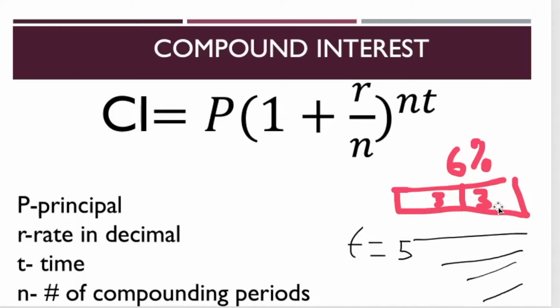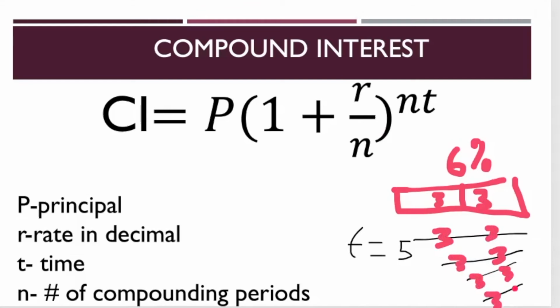If I'm applying this for 5 years, 1, 2, 3, 4, 5 years, each year I'm dividing the 6% by 2, so 3% the first half, another 3% the next half. So in the second year, it's going to be the same thing. 3% the first half, 3% the next half, and it continues the third year. 3%, 3%. So every year you're applying 3% to this money.